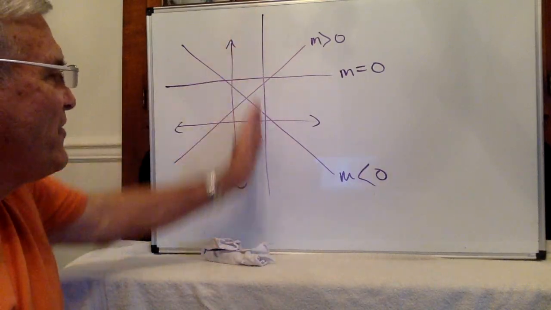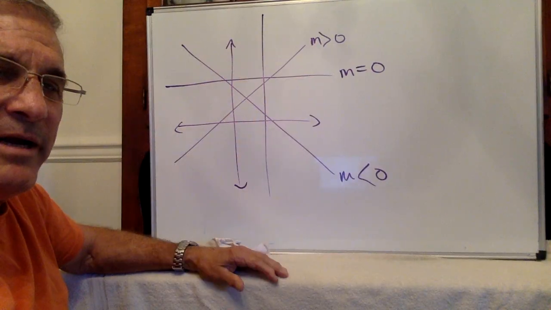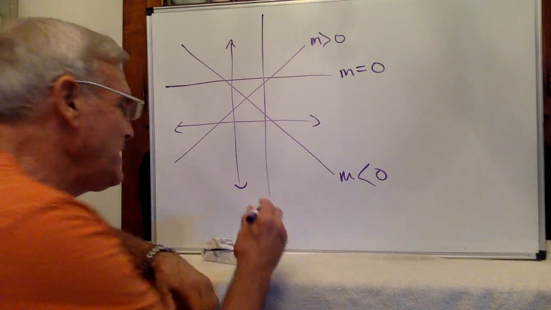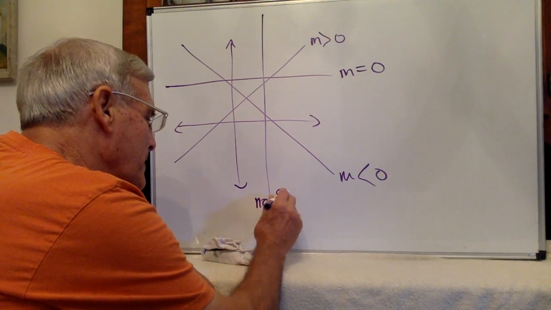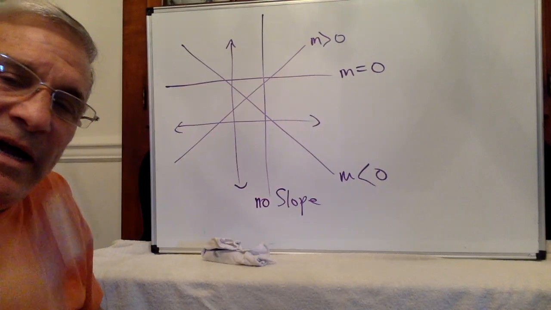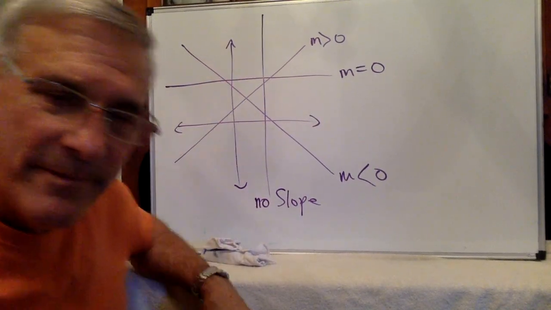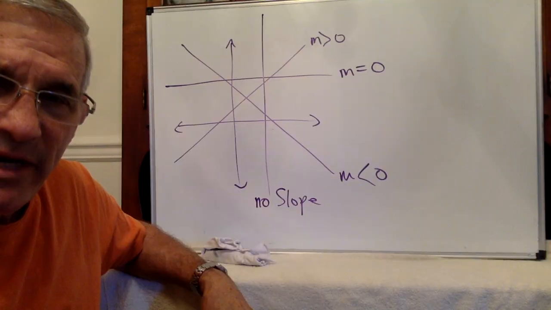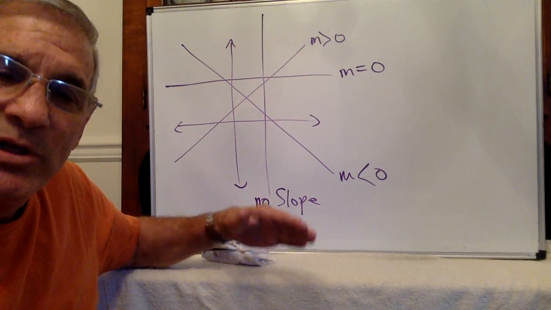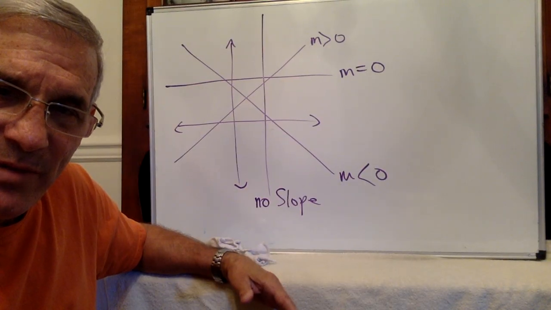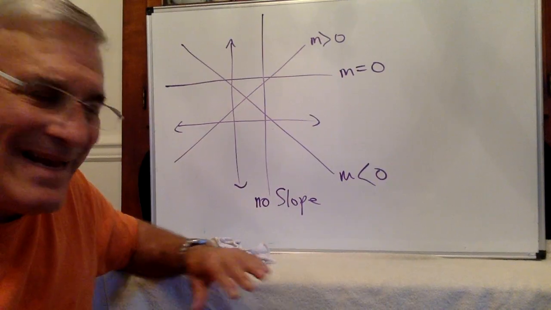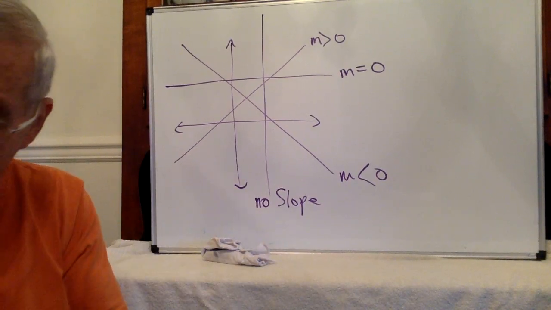The last case is a vertical line, which is parallel to the y-axis, and a vertical line is said to have no slope. It's undefined because on a vertical line, all of the x coordinates are the same, which means that when you do your slope formula, your denominator will be 0, and you can never divide any number by 0. We talked about that the other day. I explained why.